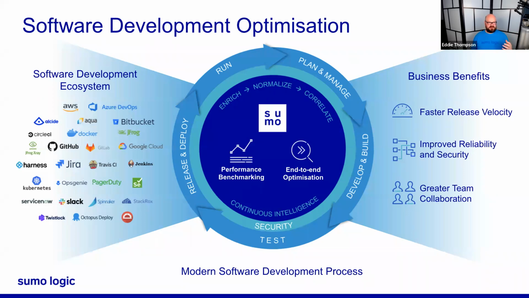And what people are looking to do now more and more is get some standardized metrics around this. So performance benchmarking, so that they can look towards how they can improve their end-to-end optimization, because they're looking to derive some of these business benefits like faster release velocity, improving their reliability and the security of their software, and enhance the team collaboration that they have within their organizations.